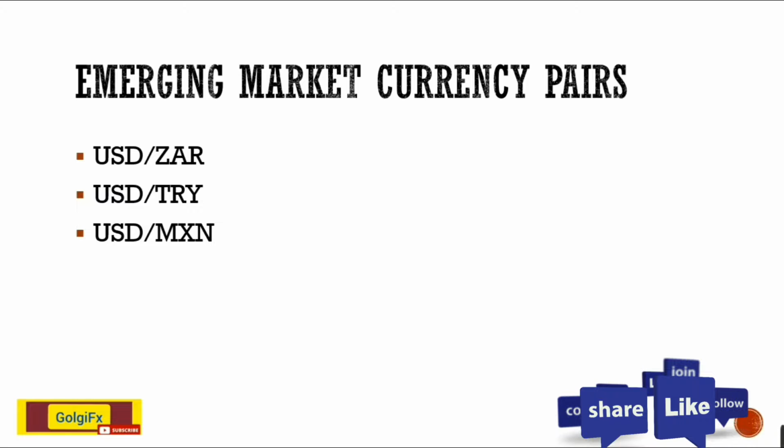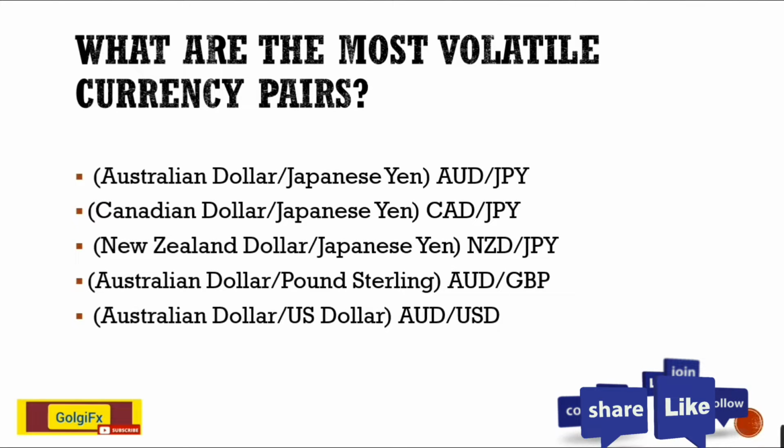These are some of the emerging market currency pairs, and they are highly volatile. They are characterized by low trading volumes, and they are extremely risky to trade due to their high volatility. One reason why they are highly volatile is that they have fewer market participants buying and selling, and it is much easier for buyers and sellers to push the quote up and down, which makes these pairs very volatile. We also have other volatile currency pairs which are from the majors. Some of them are the AUD/JPY, the CAD/JPY, the NZD/JPY, the AUD/GBP, and the AUD/USD. These are also some of the highly volatile pairs from the major currencies.